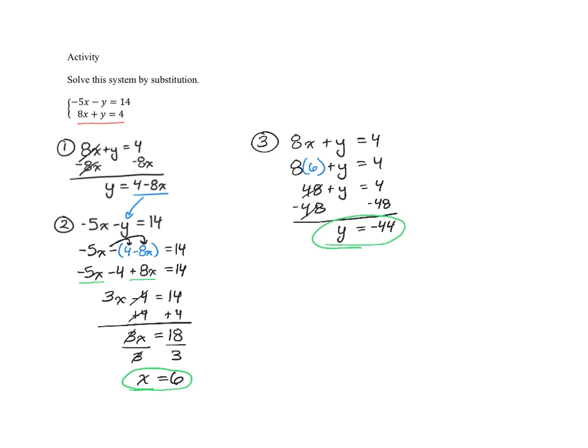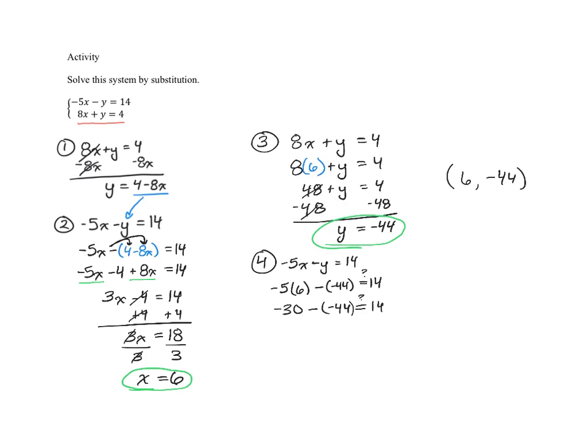So probably our solution is going to be 6, negative 44. But I need to test that, so I'm going to double check. I'm going to take my first equation, negative 5x minus y equals 14, and substitute 6 for x and negative 44 for y. So I'm now going to say negative 5 times 6 minus negative 44 equals 14. Simplify my terms: negative 5 times 6 is negative 30, minus negative 44. Oops, I forgot my little question mark. I want to say I think that equals 14, because I'm not sure yet.